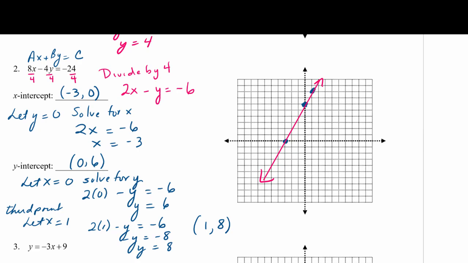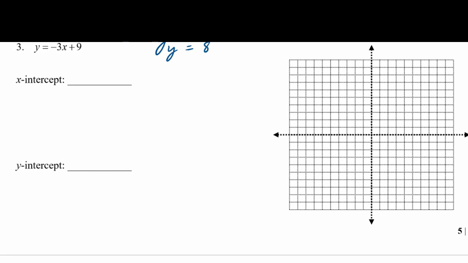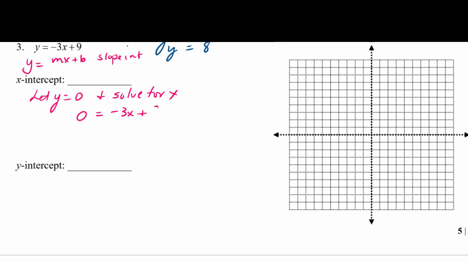Okay, let's do the next one. Now this next equation, we have the line in slope-intercept form, right? Remember that? Y equals mx plus b. We call that slope-intercept form, okay? But again, it's the same process. We're going to let y equal 0 and solve for x for the x-intercept. So I get 0 equals -3x plus 9. I'm going to add 3x to both sides, so I get 3x equals 9. And then I'll divide by 3, so x equals 3. So 3, 0 will be my x-intercept.